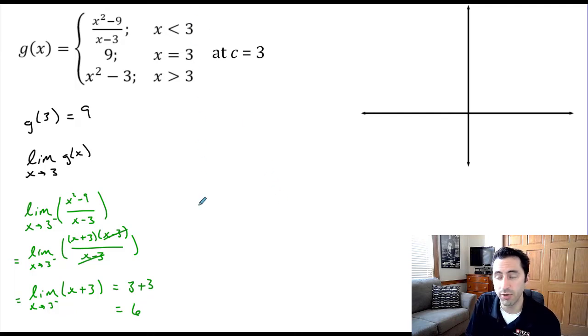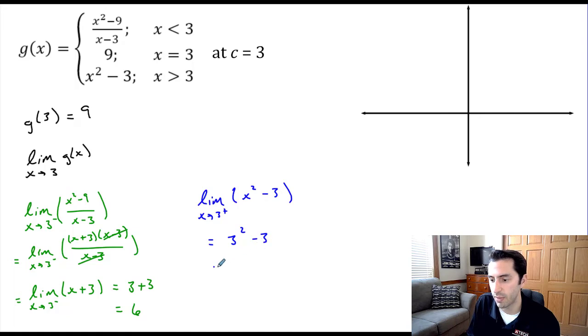Now let's do our right side limit, the limit as x approaches 3 from the right. And in this case, we want to use all the values of x that are bigger than 3. So we're going to use the bottom equation of the x squared minus 3. This one is already a polynomial, so we can evaluate this one with substitution. So this will be the same as 3 squared minus 3, which is 9 minus 3, and we get 6.